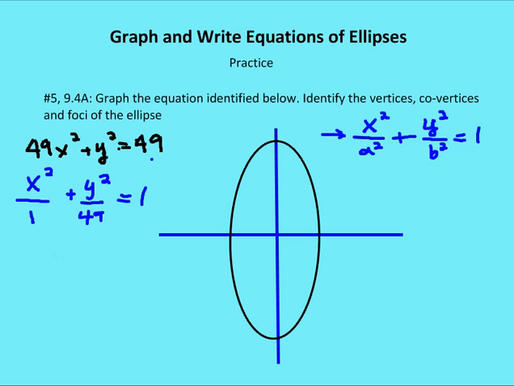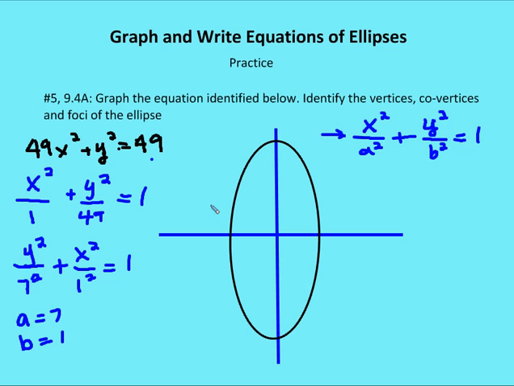So let's rewrite the problem in terms of the way that we've learned the equation, so that the x squared value is second in this case because it has the b squared value. So y squared over 7 squared plus x squared over 1 squared is equal to 1. So I know my a value now is 7 and my b value is going to be 1.